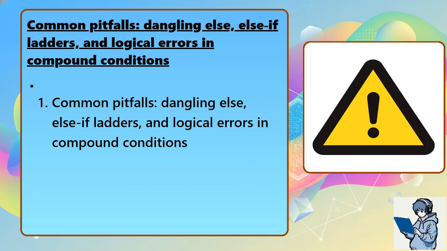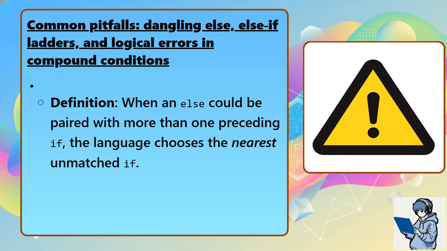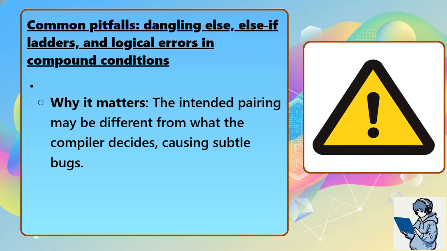4. Common pitfalls: dangling else, if ladders, and logical errors in compound conditions. Definition: when an else could be paired with more than one preceding if. The language chooses the nearest unmatched if. Why it matters: the intended pairing may be different from what the compiler decides, causing subtle bugs.